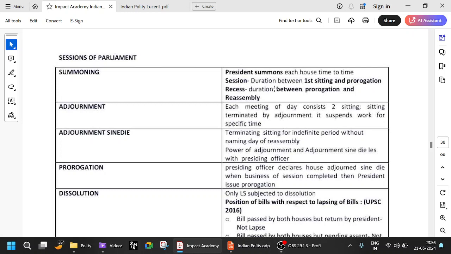Recess is the period between prorogation and reassembly. So suppose there is a winter session and a summer session. The time in between, where the assembly is not happening, is called recess.